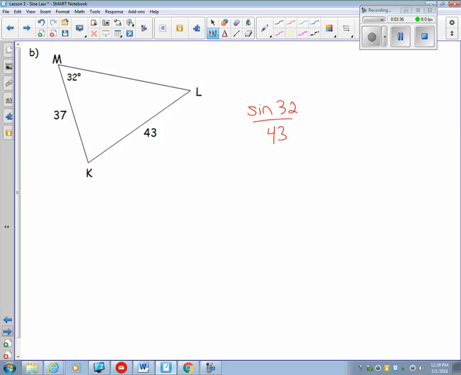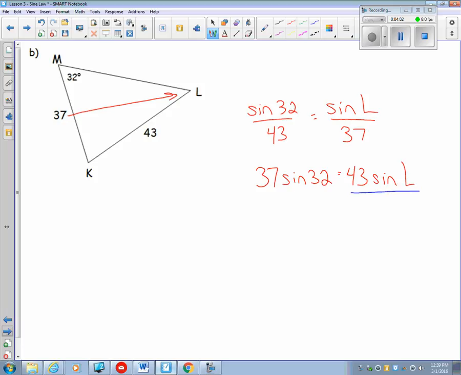If I want to find, say, angle L over here, which would be across from 37, well, I can write down the sine of L has to go with 37. Again, it's a ratio. I want to cross multiply and solve this. So if I cross multiply, it looks like 37 times the sine of 32 equals 43 times the sine of L. I want to get the L by itself.